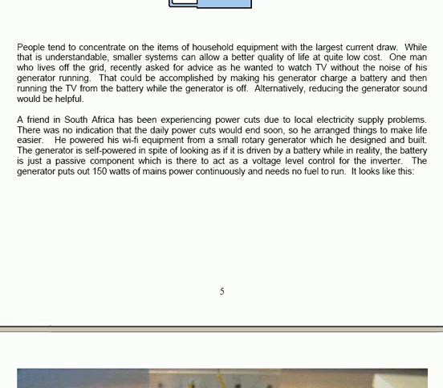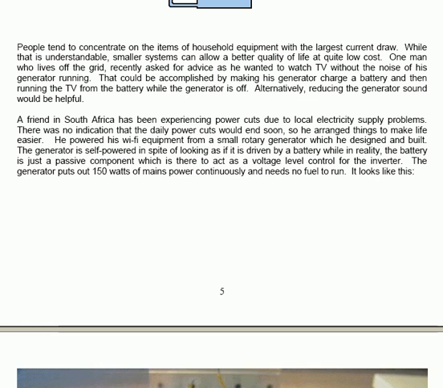A friend of mine in South Africa has been experiencing power cuts due to local electricity supply problems. There was no indication that the daily power cuts would end soon, so he arranged things to make life easier. He powered his Wi-Fi equipment from a small rotary generator which he designed and built.